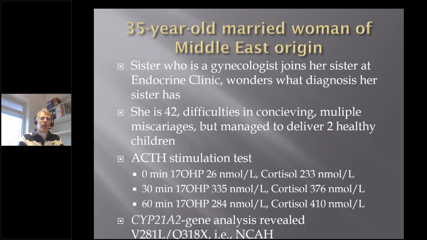After the visit with her sister to the endocrine clinic, I sent her for an acetate stimulation test, which clearly showed values consistent with non-classic CAH: high 17-OHP after 30 and 60 minutes, and the cortisol levels showed a slight decrease, so a partial cortisol insufficiency. And the gene analysis was the same as her sister, so she had a non-classic CAH also.